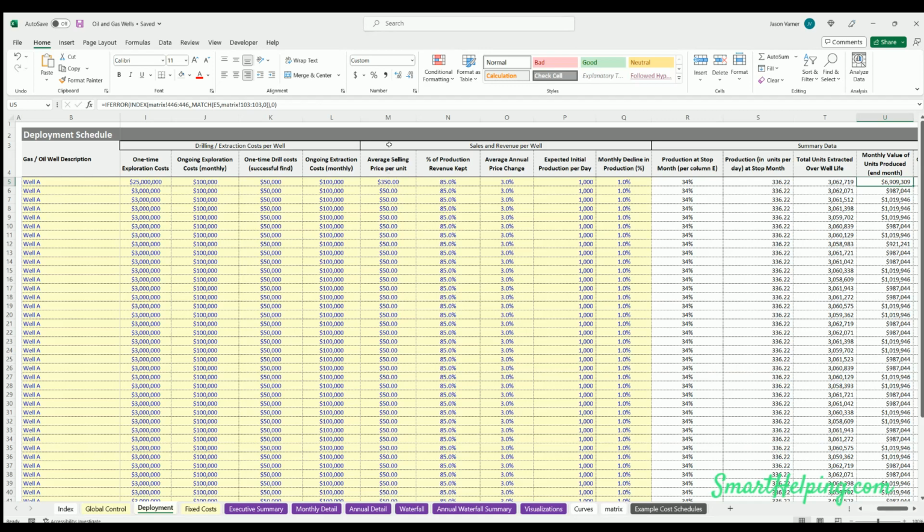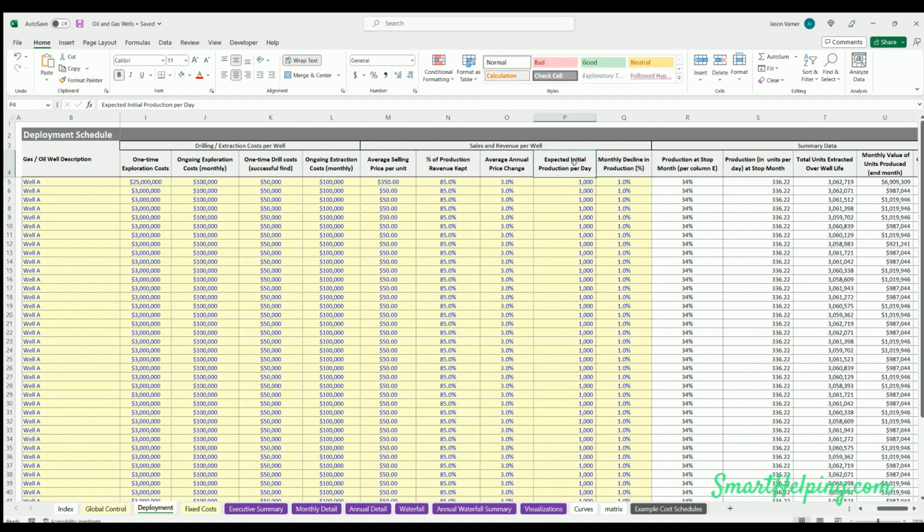Now, to figure out more about how you're going to make revenue, you have an average selling price per unit. You can put here the percentage of revenue kept. This is saying if you have to pay royalties to the landowner, then you're not going to get 100% of the proceeds, so you put in your percentage kept there. You've got the average annual price change of the price per unit over time.